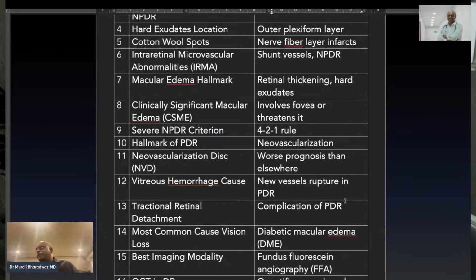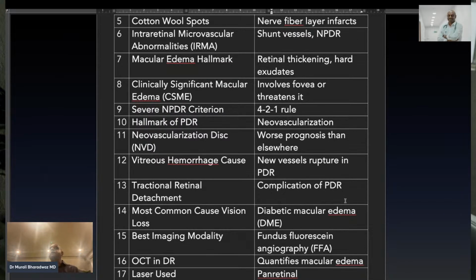The macula is the central part of the vision. Color vision is perceived only at the macula, where cones are dense. So, clinically significant macular edema involves the fovea centralis. It is also called vision threatening macular edema.